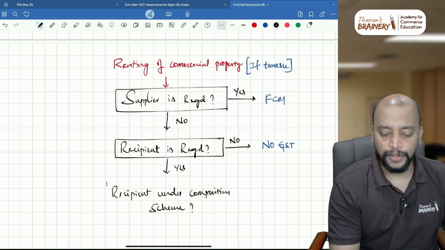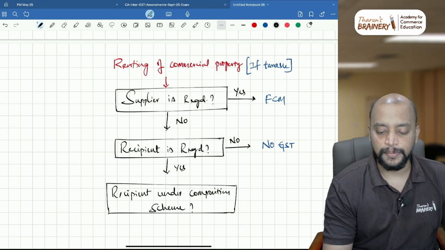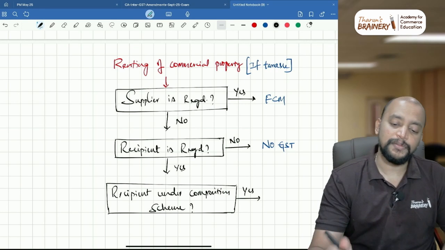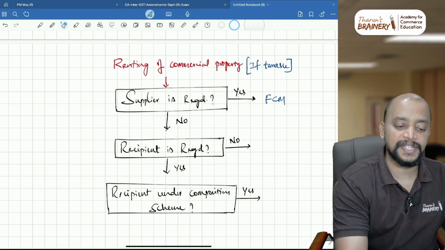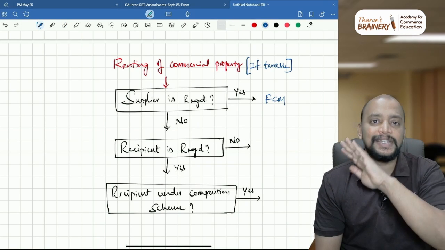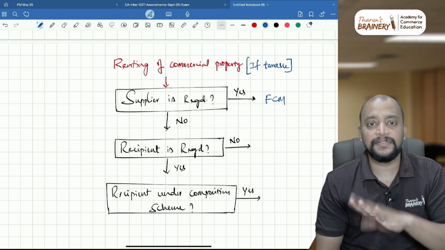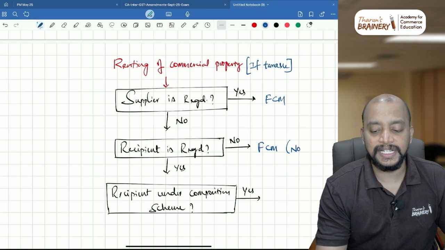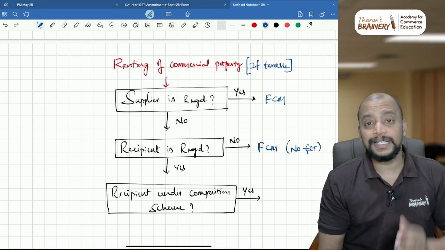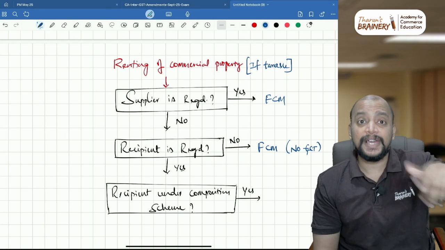Okay. Suppose if it is yes, then RCM will not come, FCM only. So actually here also it is FCM, as in the previous case. Supplier is not registered, recipient is also not registered, means RCM will not come. If RCM is not applicable, then FCM, but no GST. Charge is FCM, but GST not payable. Why not payable? Because the supplier is not registered.